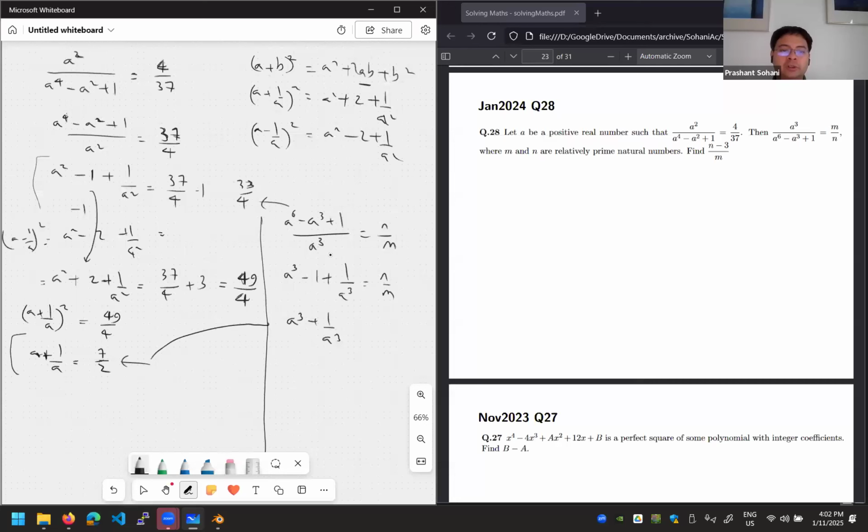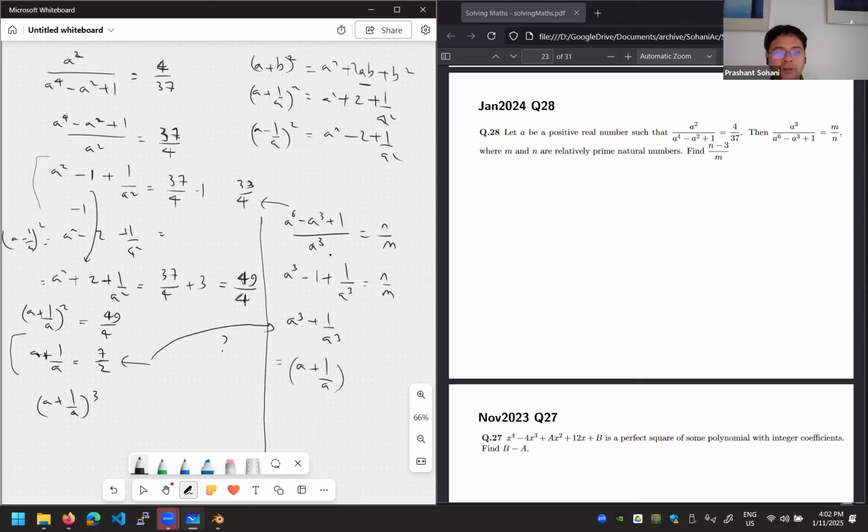So how do I go from here to here? Any suggestions? What can I apply here? So we can expand it. Using which identity? We can take a plus 1 by a whole bracket cube. Yes, correct. Actually both approaches are valid. One idea is you take the whole bracket cube and then you will get some middle terms which you can calculate. The second approach is you use the a cube plus b cube identity. Both ideas are valid.